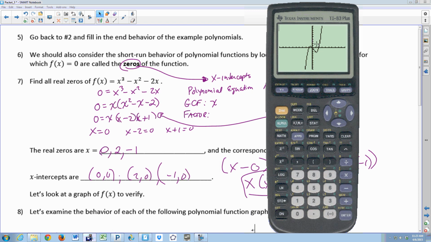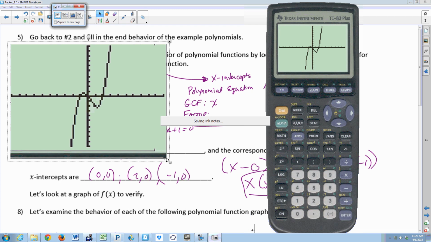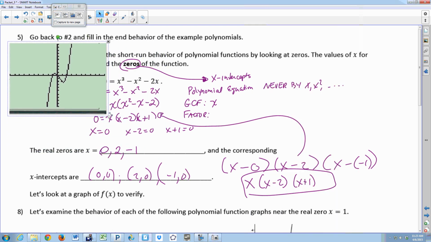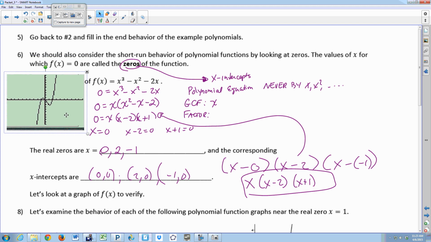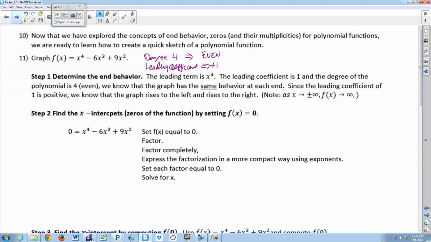You have 3 different zeros, you have 3 different x-intercepts, and you have 3 different factors. Okay, there's the picture for that graph. Let's go back to number 11. We started graphing number 11, so let's keep going here.